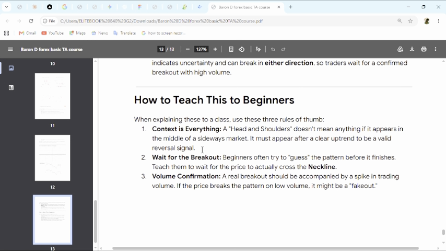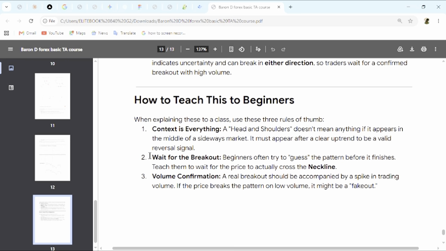So wait for the breakout. Beginners often try to guess the pattern before it finishes. That is very bad. Don't guess. Don't do guesswork. We don't guess around here. I'm going to teach you how to wait, but you have to learn the hard way. That's what I used to tell my students.